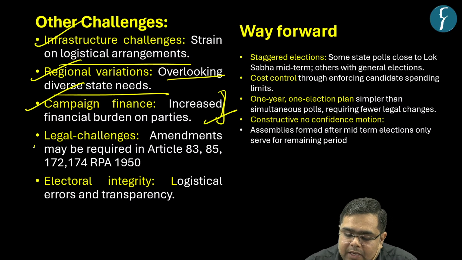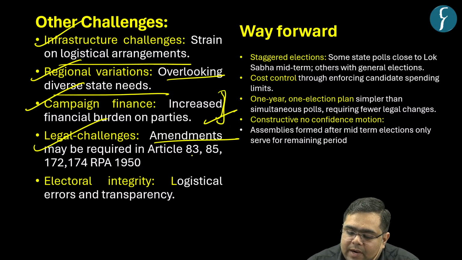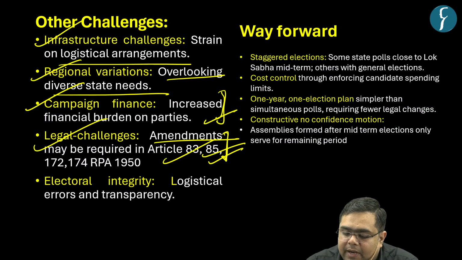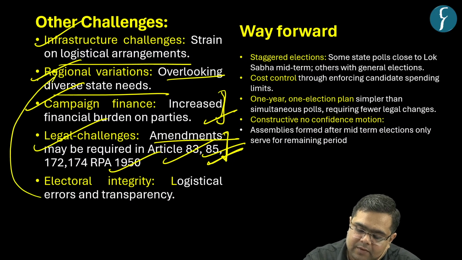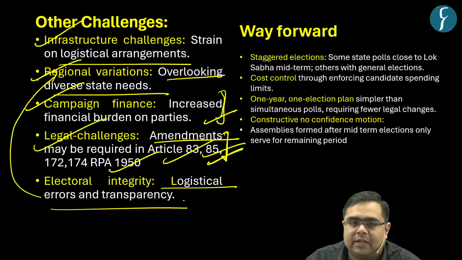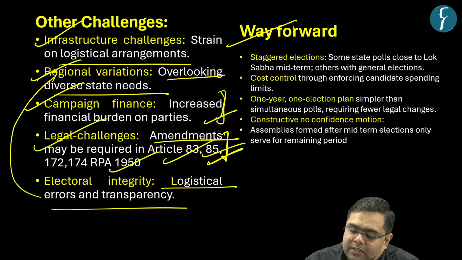Another issue could be legal challenges. Amendments would be required in Article 83 and 85 of the Constitution, and those with respect to the state assemblies, right? Time period and prorogation of assemblies, and the Representation of People Act 1950 will need to be parallelly amended. Then there are issues, again linked with the infrastructural issue, that electoral integrity could be compromised. In this context, let us see certain ways forward.